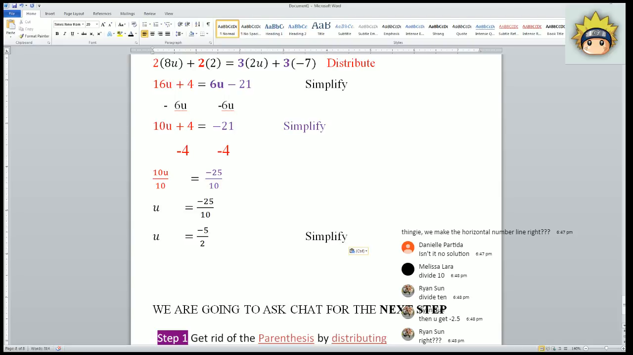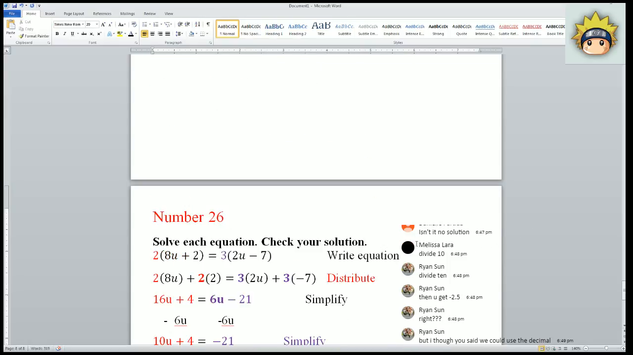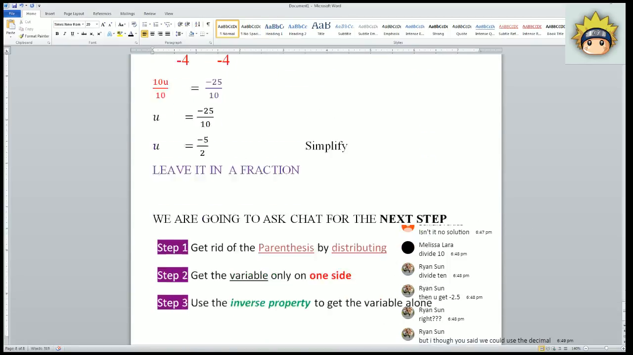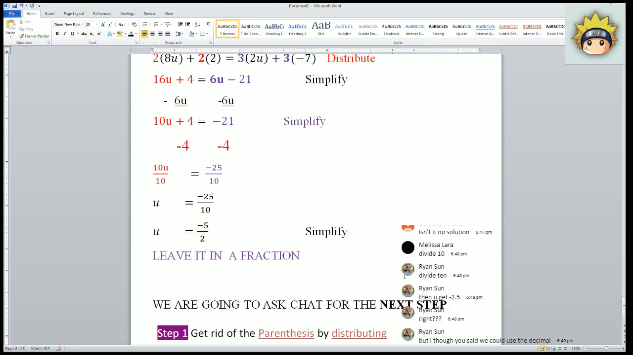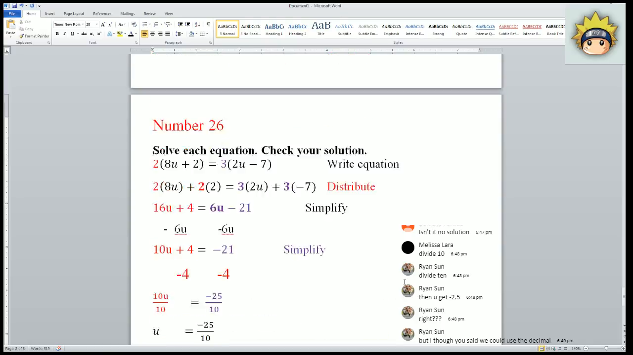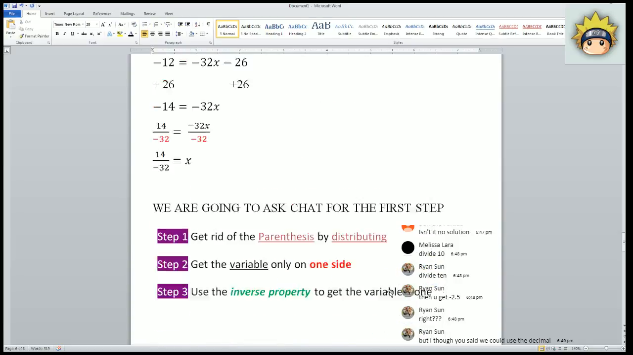So, what do you mean 2.5? No, Ryan, leave it in a fraction, please. Make the horizontal line. We make the horizontal number line, right? Yeah. Okay, good. To answer Ryan's question, you could leave it in a decimal if you want. Same answer, but I want you to put it in a fraction. If you put it in a decimal, you're fine. I'm not going to be happy about it, but the answer is not wrong.